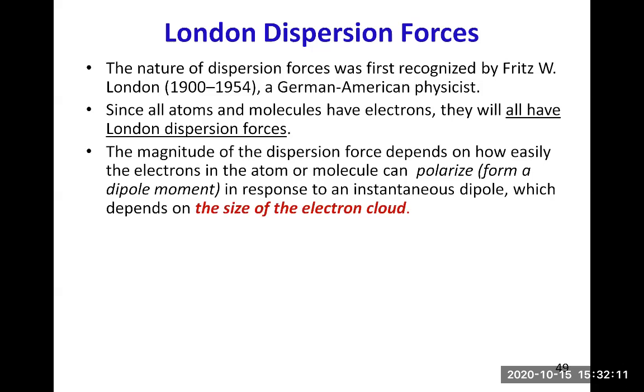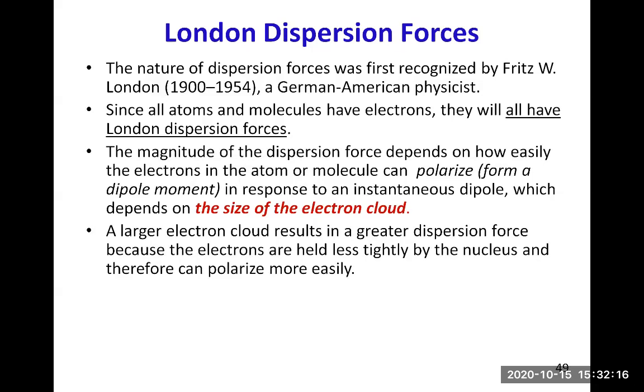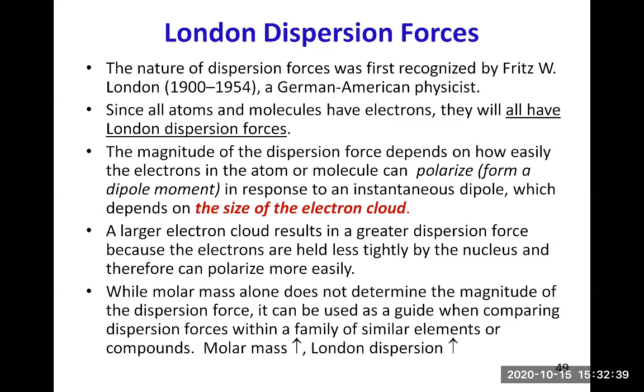So the magnitude of the London dispersion force depends on the size of the electron cloud, and a larger electron cloud results in a greater dispersion force because the electrons are held less tightly by the nucleus, and therefore they can polarize more easily. So a large electron cloud is easier to move around and adapt to what it feels around it. And so while molar mass alone does not determine the magnitude of the dispersion force, it can be used as a guide when comparing dispersion forces within a family of similar elements or compounds.